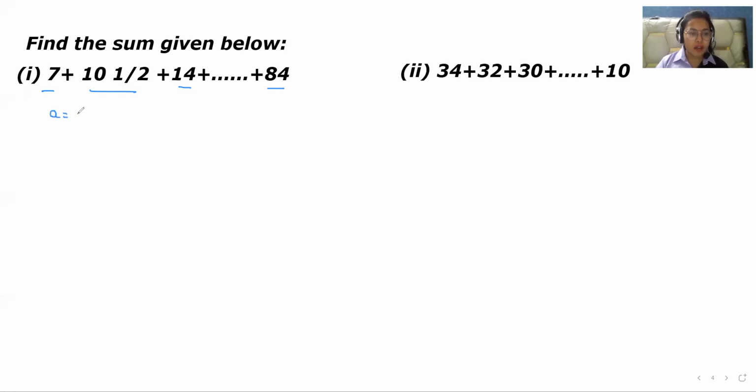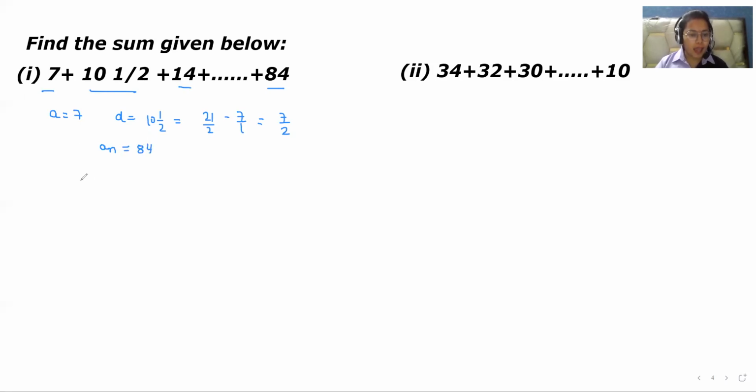First, we write what is given. a is 7. The difference is a2 minus a1, that is 10 and 1 over 2. How can we write 10 and 1 over 2? 10 times 2 is 20, plus 1, that is 21 over 2, subtract 7 over 1, our first term. So we get 7 by 2. So our difference is 7 by 2 and an, the last term, is 84.